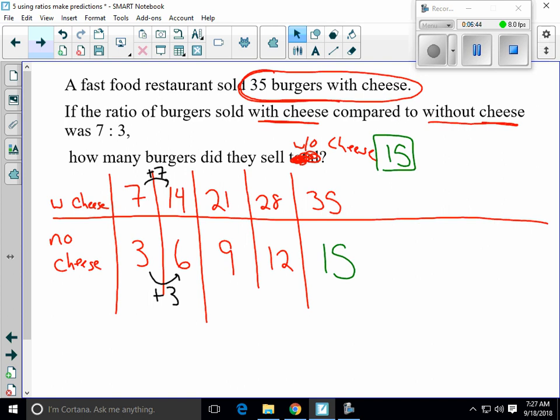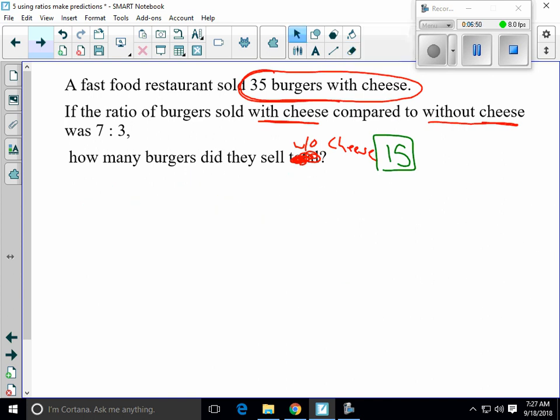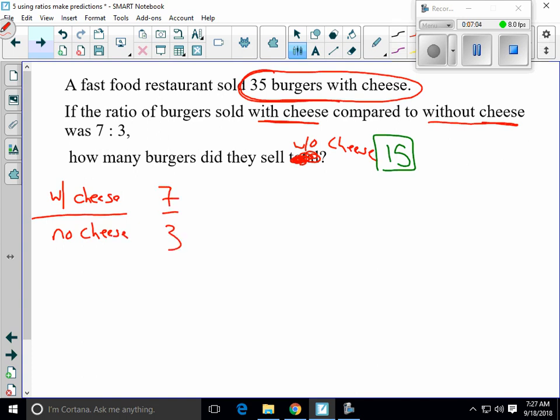All right, let's do it this second way, a little bit shorter. Okay, so I'm going to erase this. You can write it underneath. Okay, so my original ratio was with cheese to no cheese. And that ratio was 7-3. I'm going to make an equivalent fraction. Equivalent means equal, and it's going to equal another fraction. And the number that I have to put in there is 35 burgers with cheese. Well, with cheese was my numerator. Okay, so I got to be consistent. I have to put the cheeseburgers in the numerator.